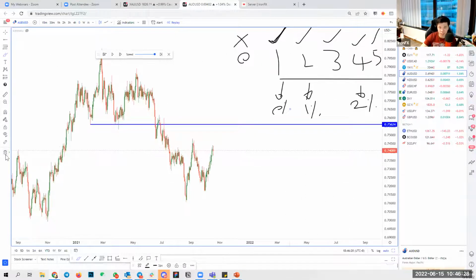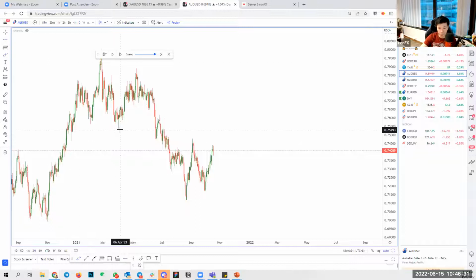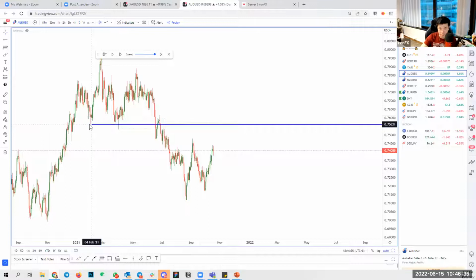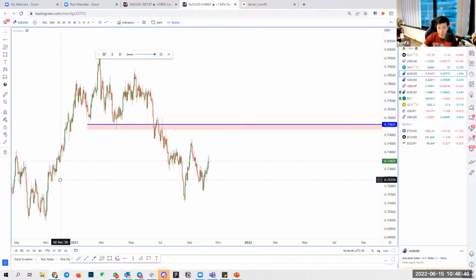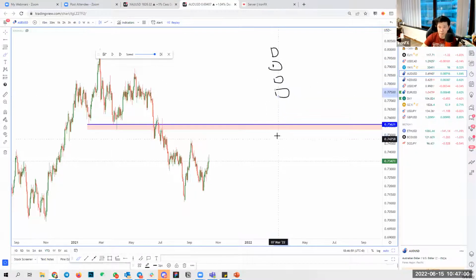Let me just erase everything, draw this thing over here. Let me show you what it means. We got a resistance area over here. Now let's have different checkboxes by the side. Let's see how nice this setup might have been. We got 1 checkbox, 2 checkboxes, 3 checkboxes, and I'll explain to you what they mean later.